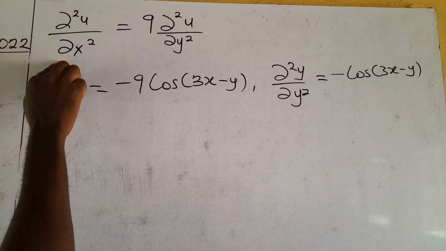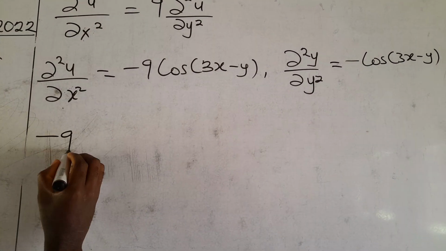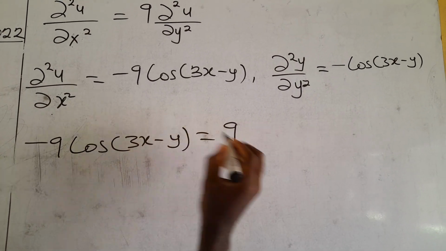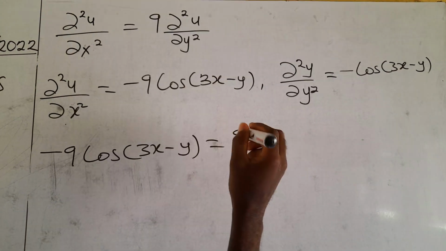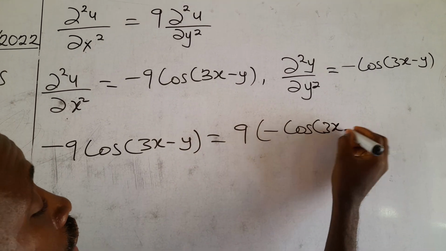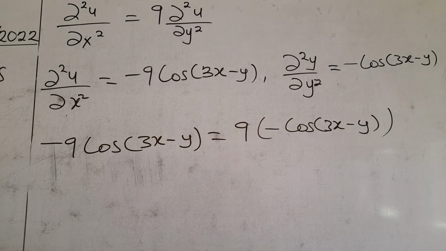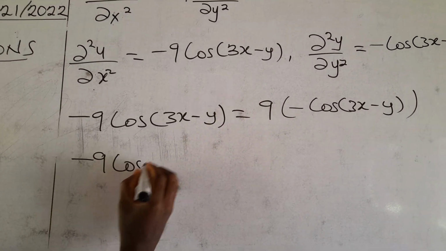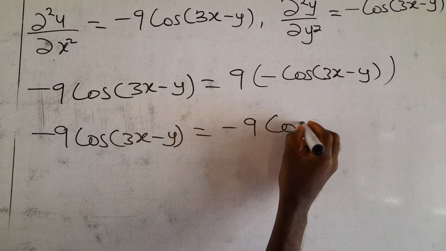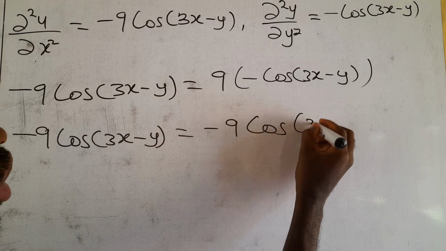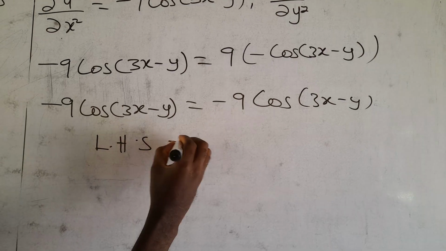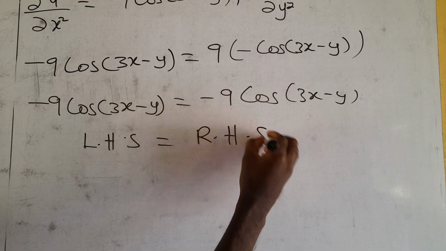So our del square u over del x square is negative 9 cos(3x minus y), equal to 9 times our del square u over del y square, which is negative cos(3x minus y). So this will be negative 9 cos(3x minus y), and it is equal to negative 9 cos(3x minus y). So you can see that our left-hand side is equal to our right-hand side.